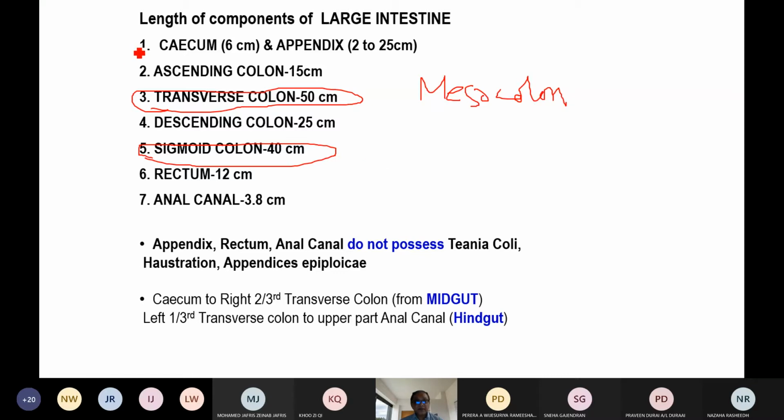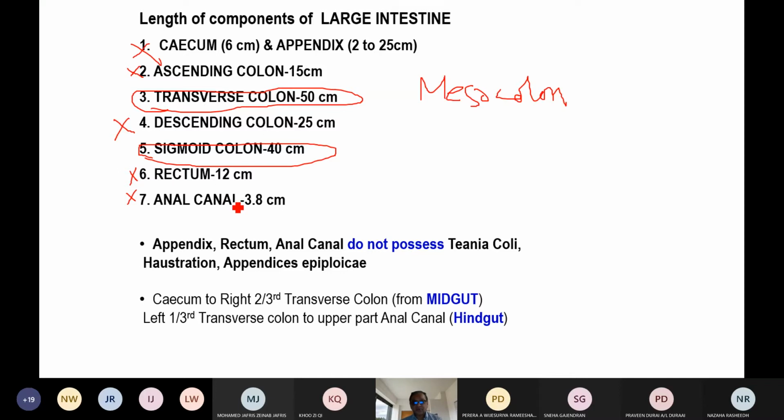But the cecum does not have any mesentery. The appendix has, but the ascending colon does not have any mesentery. The descending colon does not have any mesentery. The rectum and anal canal do not have any mesentery. So the size only helps us to locate that if the size is more to mobilize, you require mesentery.